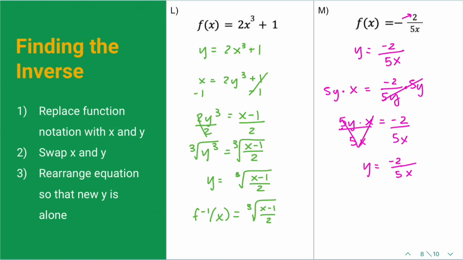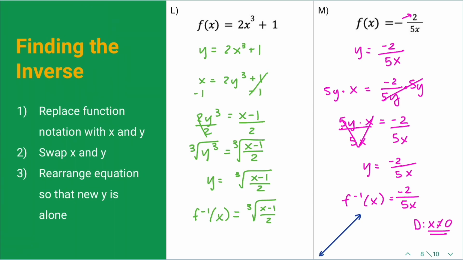What's crazy about that one is it is its own inverse. Whoa! And there is a domain restriction on that. So f inverse of x equals -2 over 5x. The domain restriction is that x cannot be 0, because that would make your denominator go to 0, which is not allowed. Now, I know you're like, how can something be the inverse of itself? Well, all that means is that that original graph has symmetry on the line y equals x.